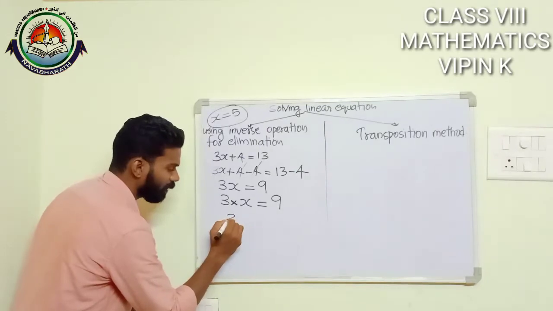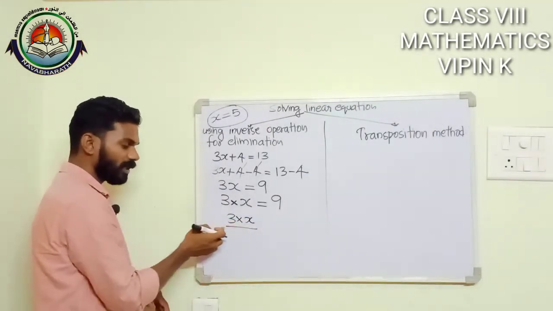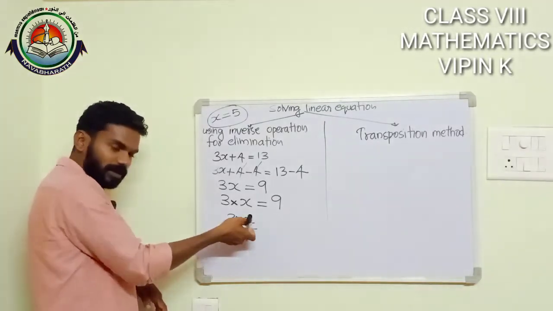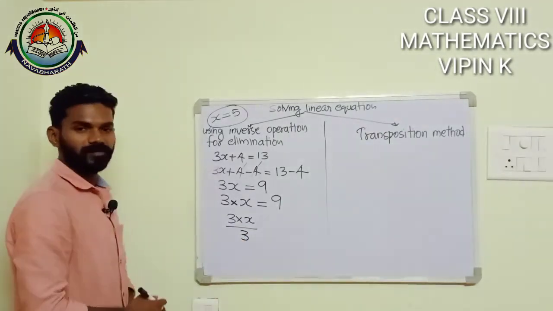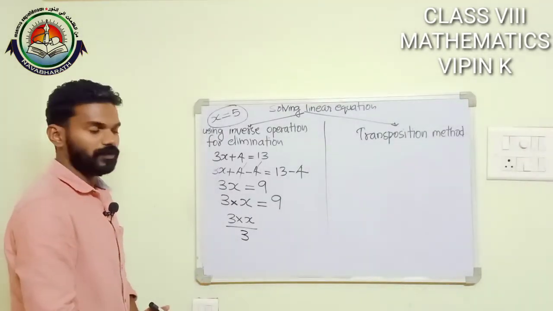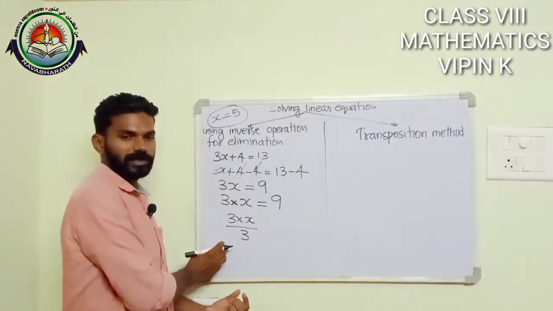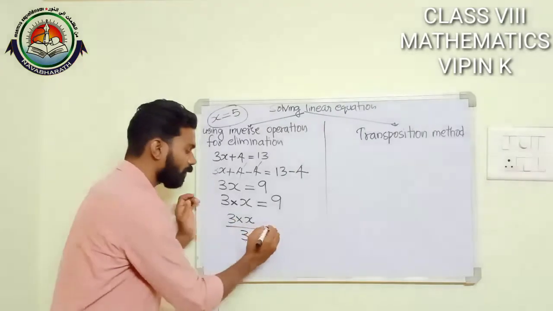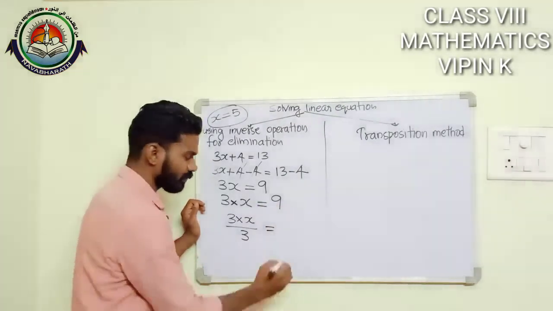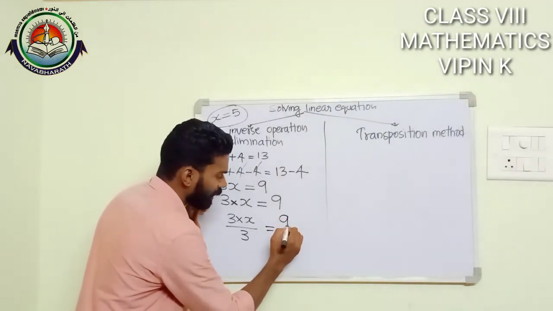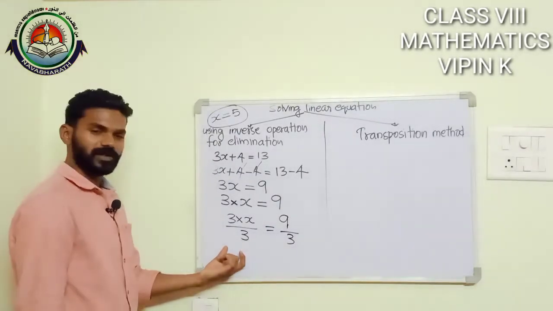So that it would become 3 into x divided by 3, which can be simply written as a fraction, with divided by 3 on the denominator. That is the operation we did here, the division operation on the LHS. So the same operation has to be carried out on the RHS also. So that it would become 9 divided by 3.